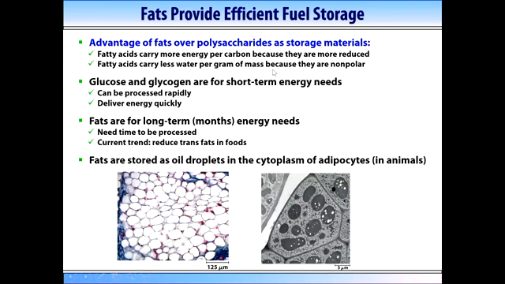When we were talking about the polysaccharides, we also talked about how polysaccharides such as starch or glycogen are used basically as fuel storage. And now we're talking about fats, which are also fuel storage. So, the advantages of fat over the polysaccharides as storage materials. The fatty acids carry more energy per carbon because they're more reduced. And fatty acids carry less water per gram of mass because they're non-polar. They don't really need water, while the glycogen or starch needs the water to be around them.